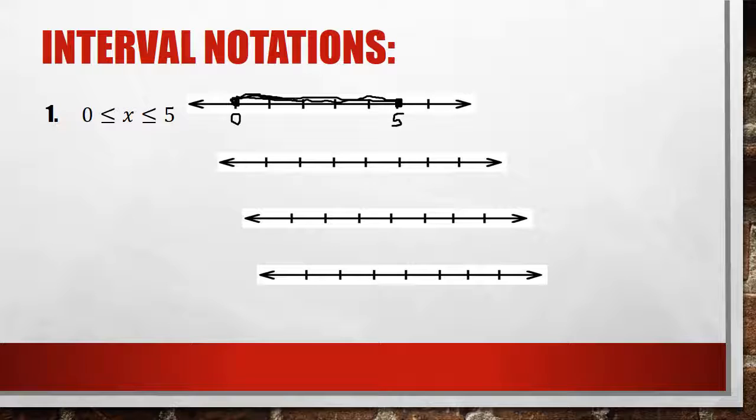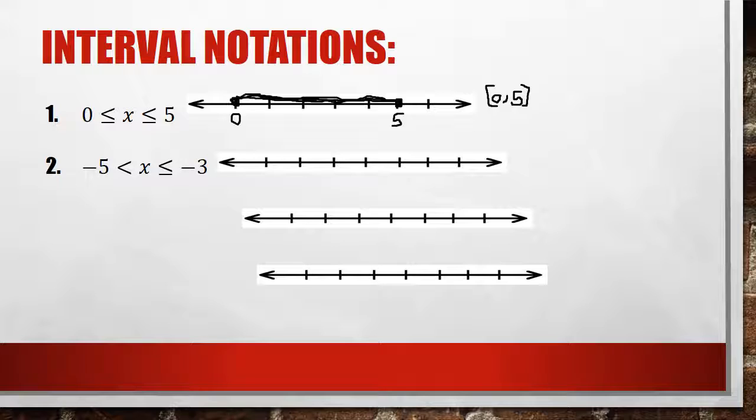Now, to write this in interval notation, I need to use a bracket to represent the starting point because I'm including 0. My inequality ends at 5, including 5. That's why I'm going to have a 5 and then a bracket to represent this inequality.